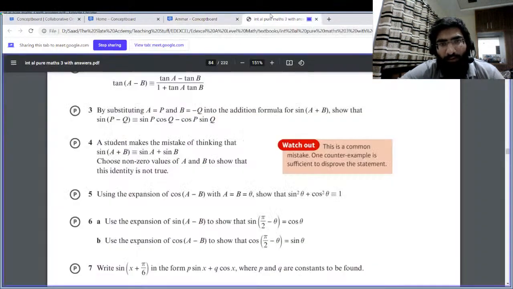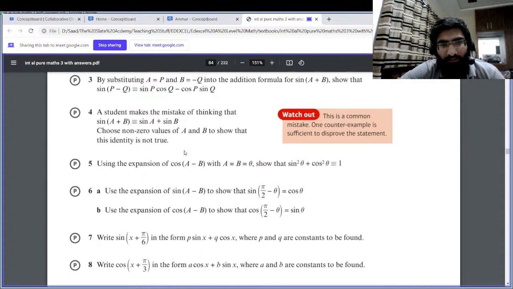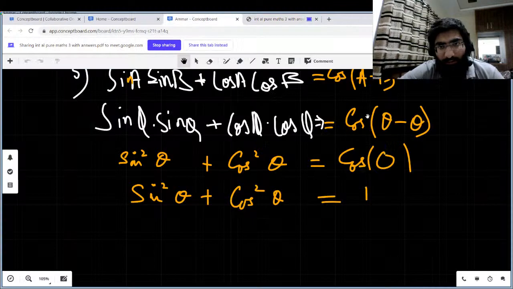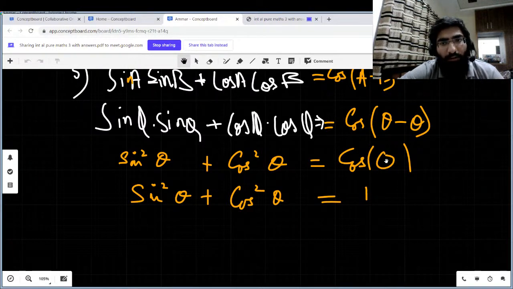Okay. Alright. Next one. Why is it 0? Why is what 0? Theta minus theta. A is theta, B is theta, so A minus B would be theta minus theta, which is 0. Anything minus itself is 0.